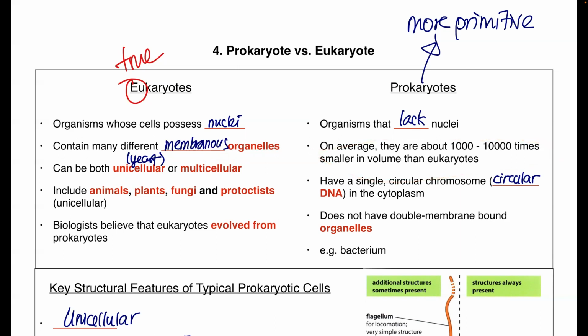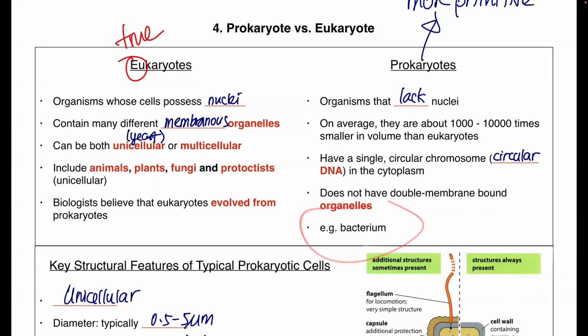For eukaryotes, normally your DNA is highly packaged into chromosomes, whereas in prokaryotes, normally it's just a circular chromosome, or circular DNA, present in the cytoplasm, not membrane bound, not tightly packed. We believe that eukaryotes evolved from prokaryotes, and example prokaryotes are bacteria.